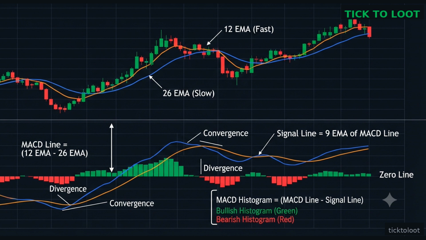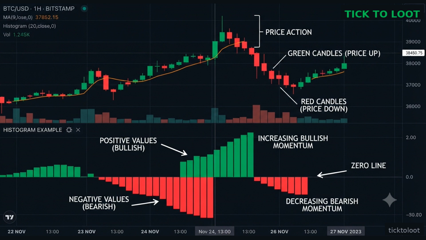Think of the MACD line and signal line like two cars on a road, with the MACD line being the speed of the car and the signal line being the average speed of the car over a certain period. The histogram is a crucial part of the MACD indicator, as it shows the difference between the MACD line and the signal line. When a histogram is positive, it means the MACD line is above the signal line, indicating bullish momentum. Conversely, when the histogram is negative, it means the MACD line is below the signal line, indicating bearish momentum. Think of the histogram like a fuel gauge, showing you how much momentum is behind a trend.